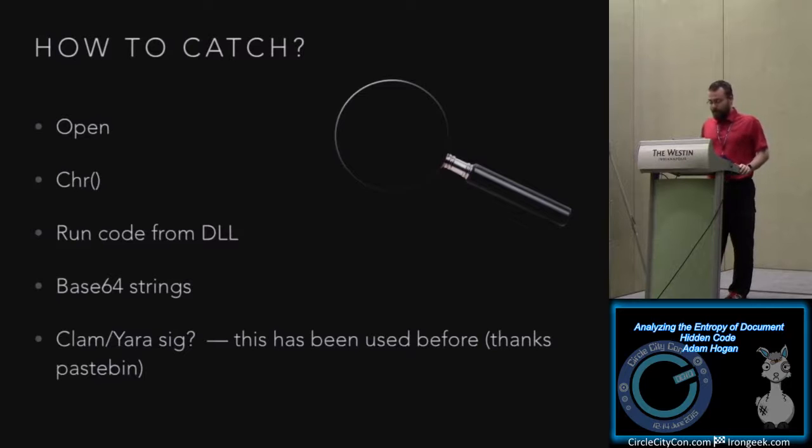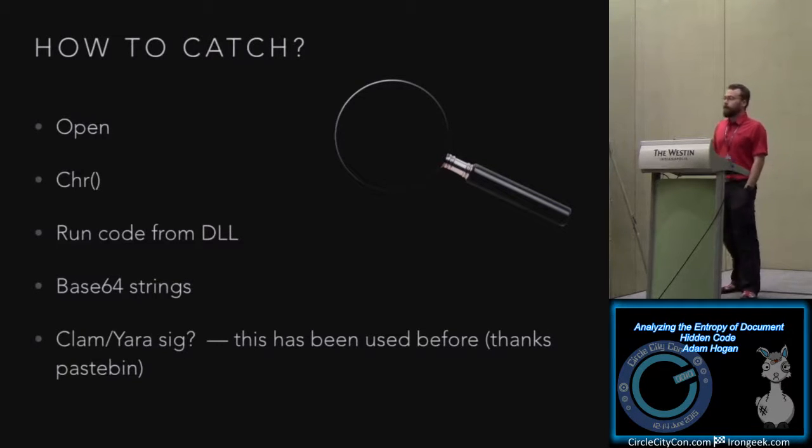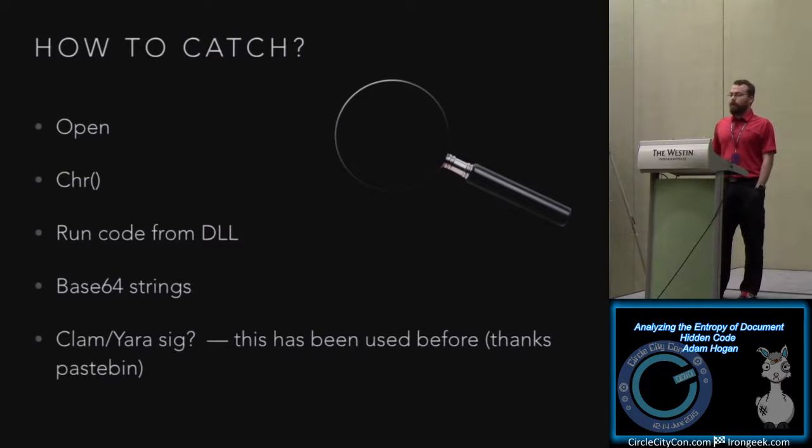How can we catch it? Well, you can still see that the code is trying to open stuff. You can still see it's trying to launch other things. We saw those character functions in excess. So if you see a bunch of those functions in a short time, you can pick those out. You could do regular expressions looking for a number of those functions in a short time.